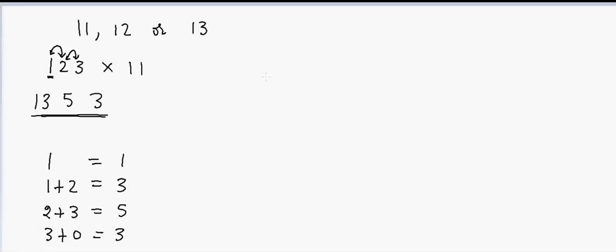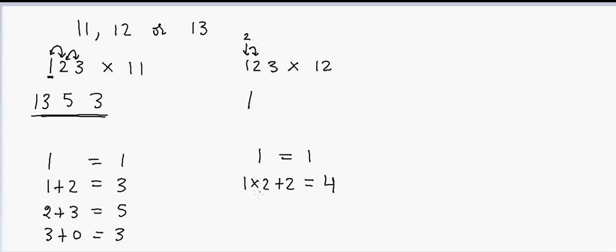Again, how will I do the same for 12? If I have 1 2 3 and I want to multiply by 12, what I'll do is first take the first digit. The first digit we have is 1, so I'll just write a 1 here. Then, to calculate the second digit of our answer, we'll take the first digit, multiply by 2 and then add 2 into it. So 2 into 1 is 2, plus 2 is 4.